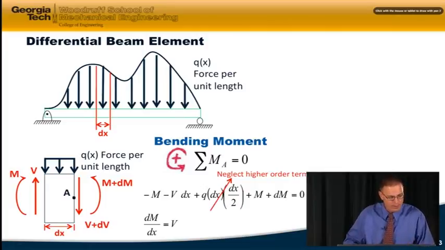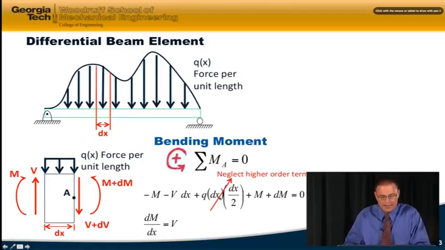And I end up with, this is clockwise, so that's minus M minus V times its moment arm, which is dx. Plus, I have a Q times dx force down, so that's going to be positive in accordance with my sign convention. Its moment arm is going to be dx over 2. And then I have plus M plus dM. This shear force on the right-hand side actually goes through point A, and so it will not cause a moment.